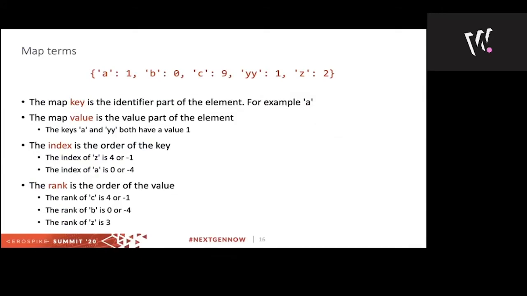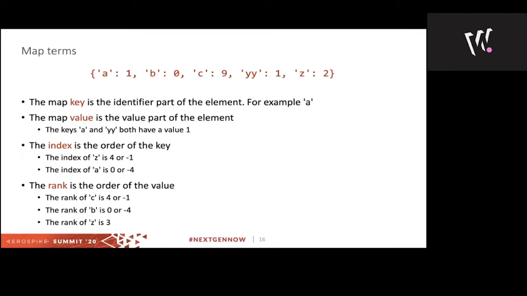Here's an example of a map, just so we can clarify the map terms that we're using. The map key, obviously, is the identifier part of the element, for example, A. The map value is the value part of that element. The keys A and YY both have a value of 1, for example. The index is the order of the key. In Aerospike, there is an index on maps. In this case, the index of Z is either 4 or -1. You can go forward or backward. The index of A is 0 or -4, and that has to do with insertion order in this case. The rank is the order of the value.